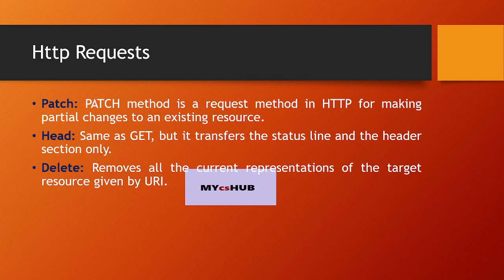Thereafter, we have HEAD. It is the same as the GET method, but it transfers the status line and the header section only. It works similarly to a GET request, but it only transfers the status line and the header with the API request. Thereafter, we have the DELETE request. DELETE removes all the current representation of the target resource given by the URI.